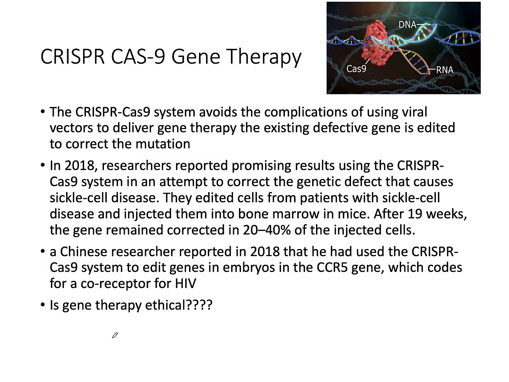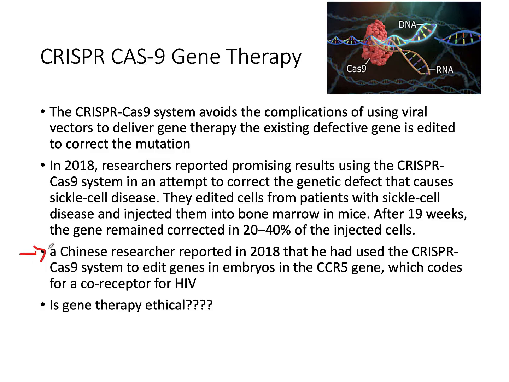What they found is that in 20 to 40% of the injected cells, the gene remained correct after about 20 weeks. So this means that it would have improved that person's outcome, because they would have more normal blood cells than sickled cells.